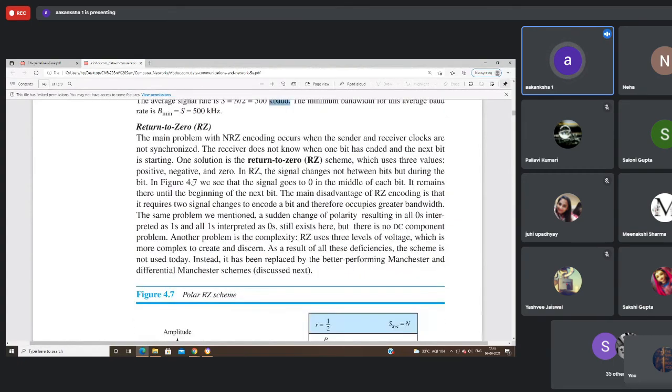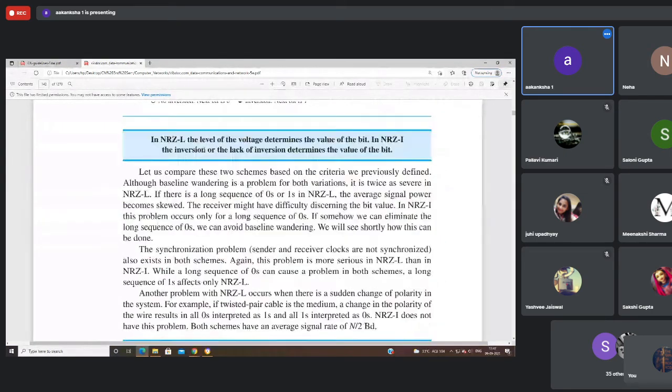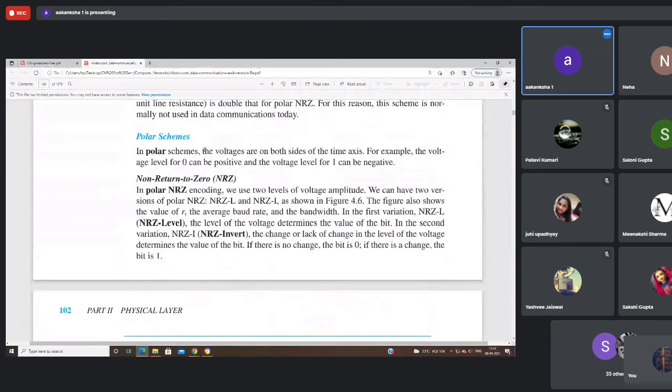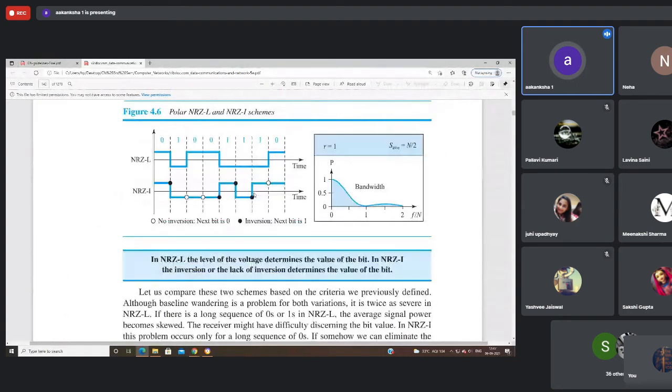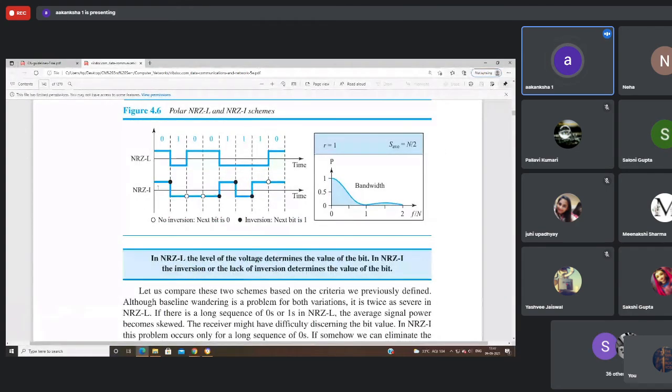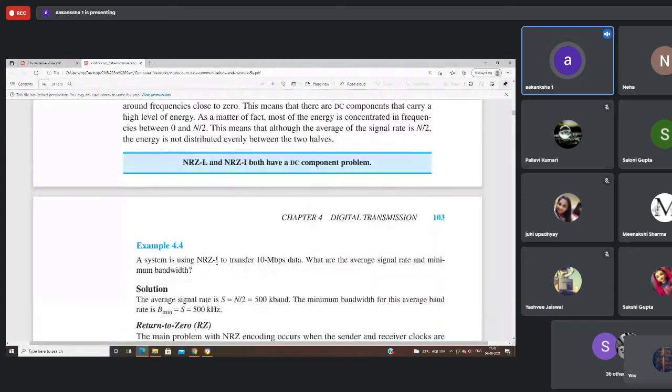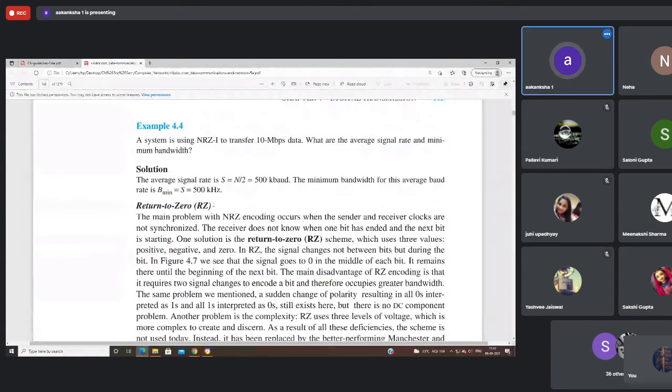Now return to 0. So polar schemes, which we are discussing, use two levels, a positive level and a negative level. In this we discussed the first scheme, non-return to 0, which is again divided into two parts, NRZ-L and NRZ-I. Now we are discussing return to 0, RZ.